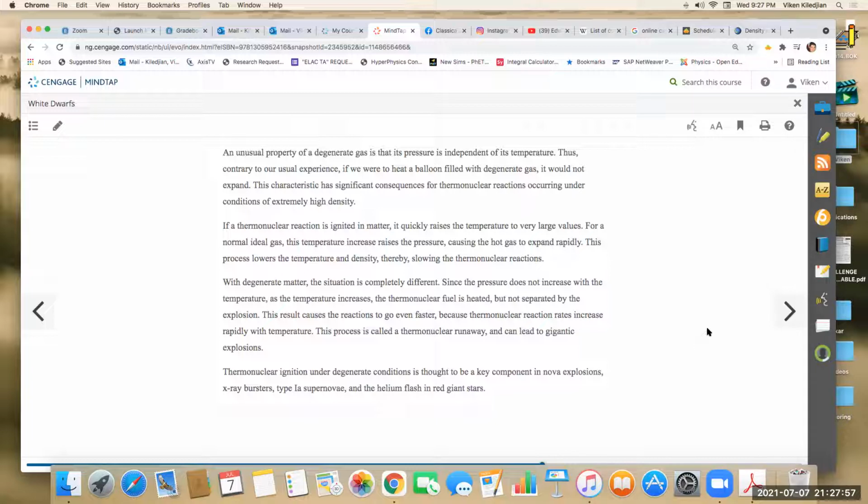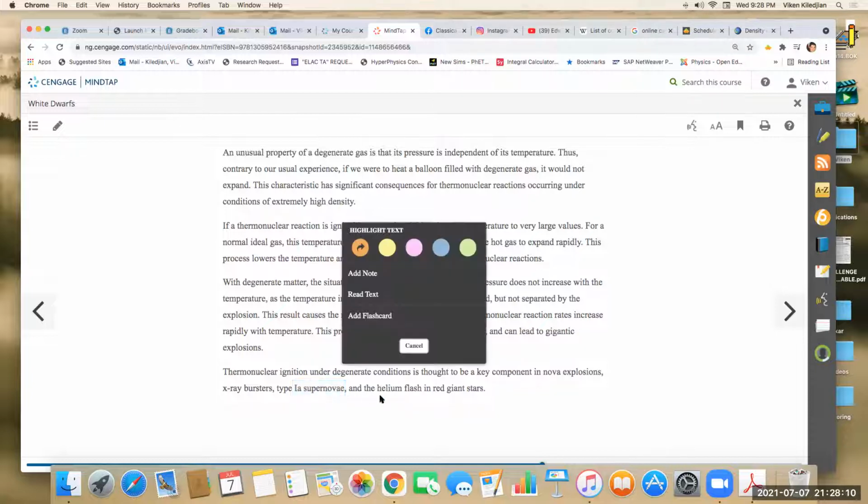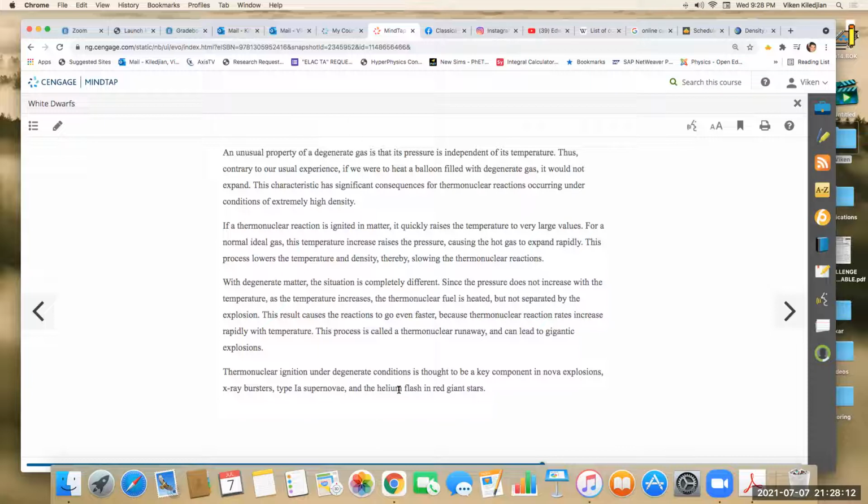Stars like our sun will have an event called the helium flash when they die. Stars like our sun, however, will not undergo a type 1 supernova or type 2 supernova, but they will have an event known as the helium flash, and then they will turn into a white dwarf.